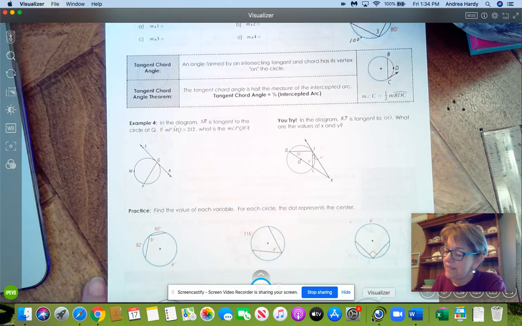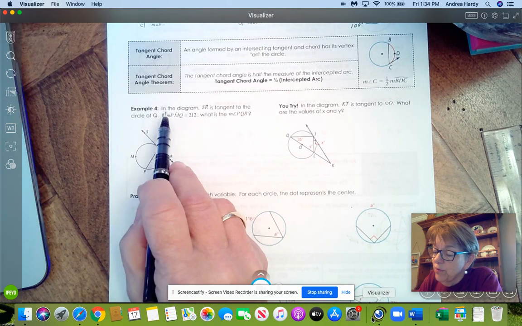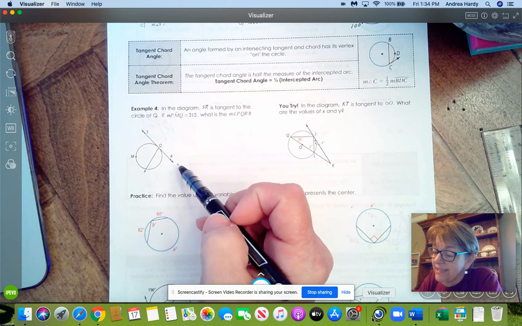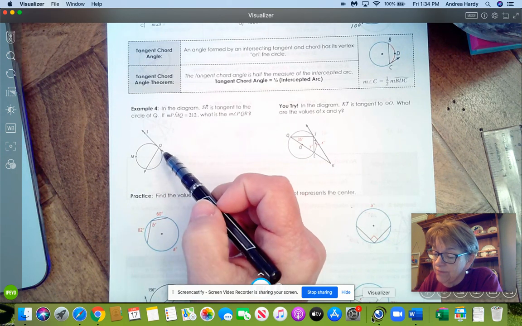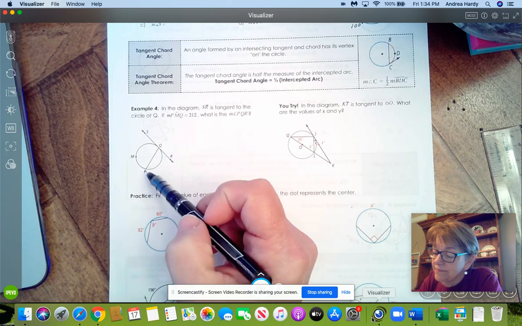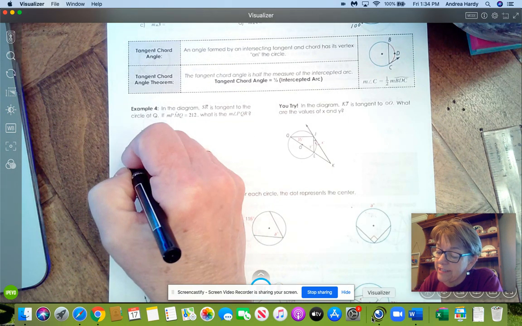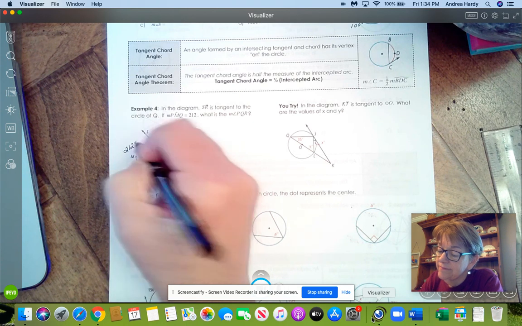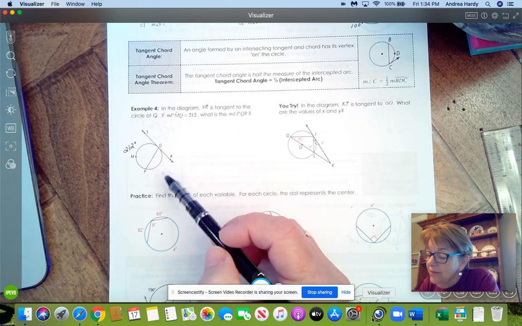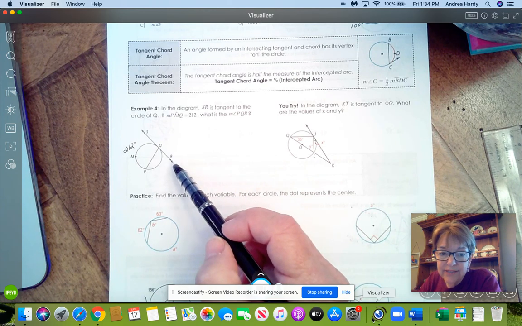All right. So you have some examples that I'm going to ask you to do down here. In example 4 in the diagram, SR is tangent to the circle at Q. If the measure of arc PMQ, this one right here, is 212 degrees, what is angle PQR? I'm asked for that one.